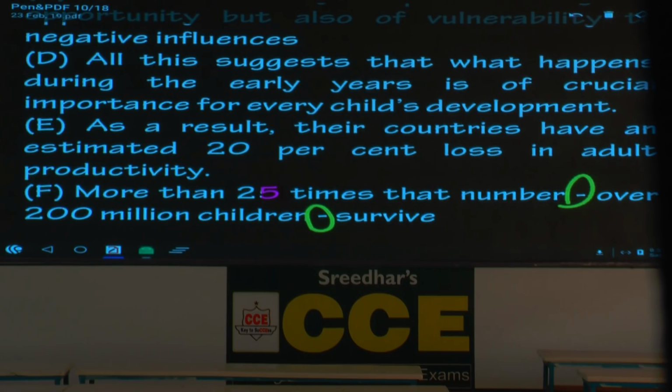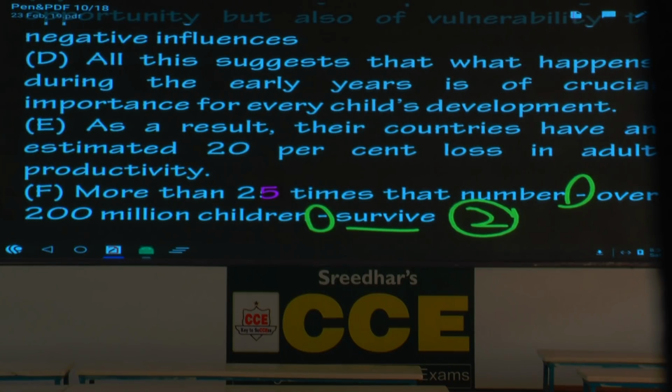More than 25 times that number, hyphen, over 200 million children, again hyphen. If you don't see that punctuation, you cannot understand the context, you cannot understand the sentence. Do you understand what I say? Punctuation is very important when it comes to para jumble. Now I'll read out. First sentence B. What is the second sentence? F is the second sentence. More than 25 times that number, what is that number? The new number, over 200 million children survive. Some children die, and more than that, some children survive. Underline the word survive. That is a clue.